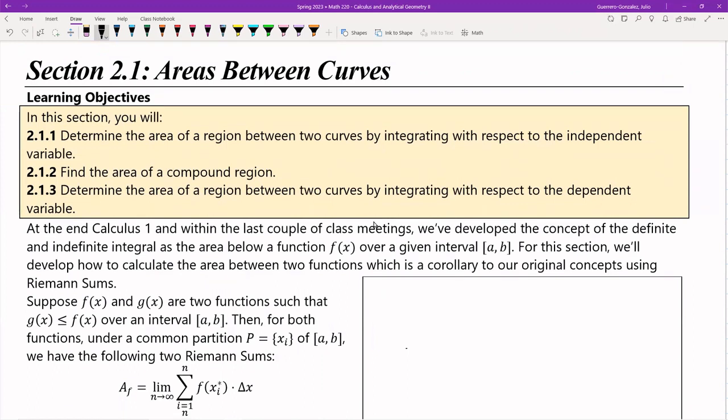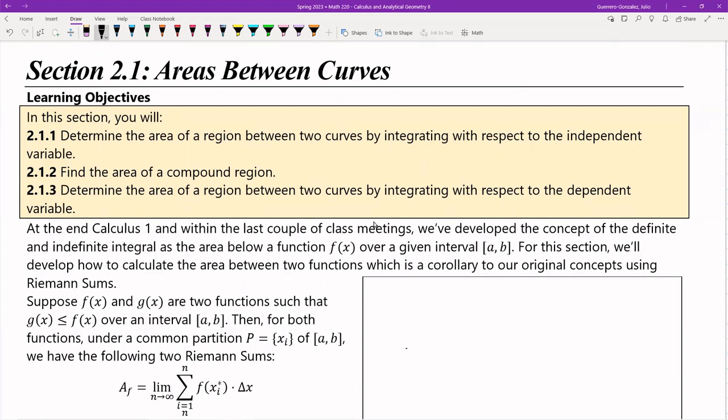Hello, everyone. This is the lecture for section 2.1, areas between curves. In the last couple of sections, and at the end of Calc 1, we were learning how to find the area under a curve from A to B. In this section, we're going to do the exact same thing, but now we're going to start talking about how to get areas between curves.